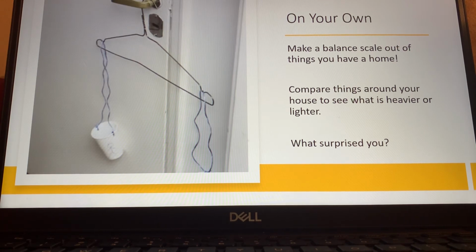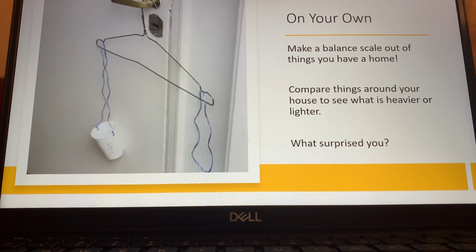So go ahead, find 2 objects to compare, put them on your balance scale, see which one is heavier. Does the bucket go down? Does the bucket come up? Which side goes down? Which side comes up? That will tell you which item is heavier or which items are heavier and which item or items are lighter.